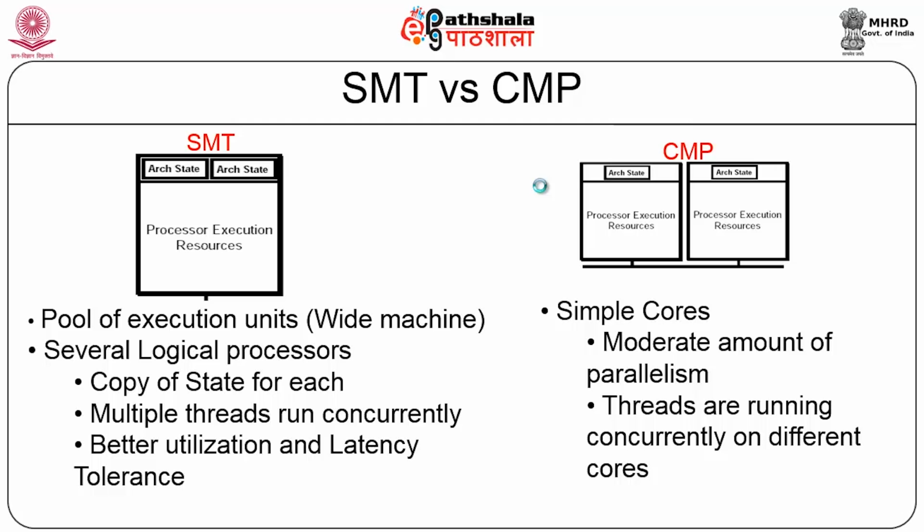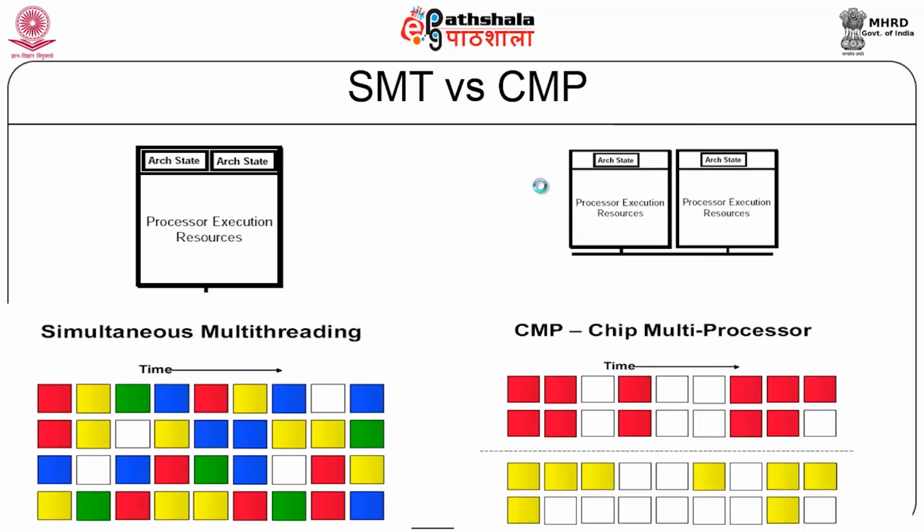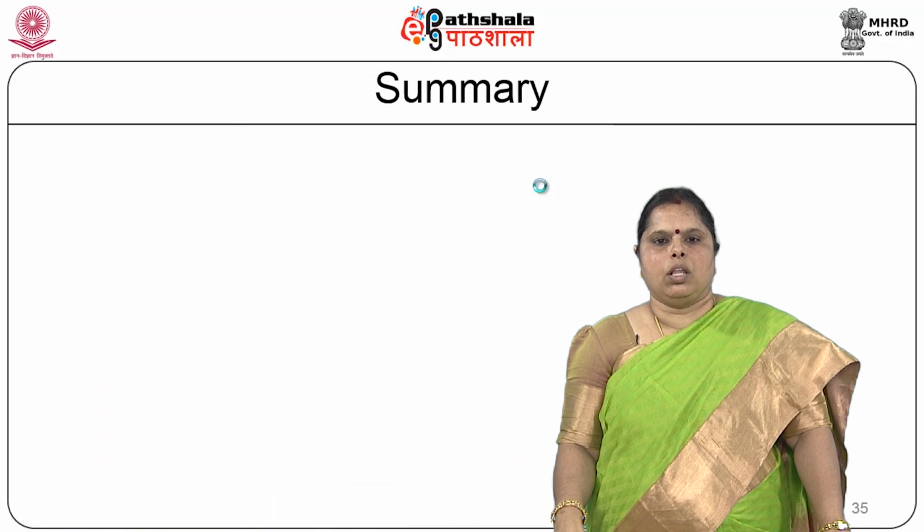When you look at CMP, they are much simpler cores. There is a moderate amount of parallelism. The threads are running concurrently on different cores of execution. So, this is a pictorial representation of SMT versus CMP. You can find that in the case of simultaneous multithreading, you have multiple threads of execution happening simultaneously, concurrently. In the case of CMP, there is one thread running on one core, there is a different thread of execution running on the different core. So, one core runs the thread, the other core runs the yellow thread, but it obviously depends. You can also have two threads of execution per core, that is also allowed.